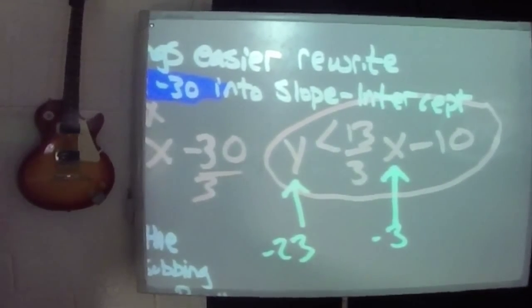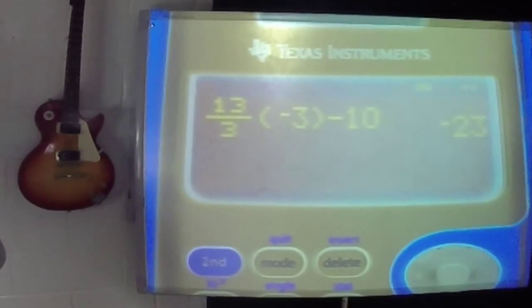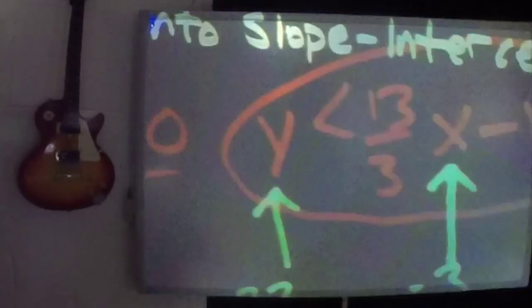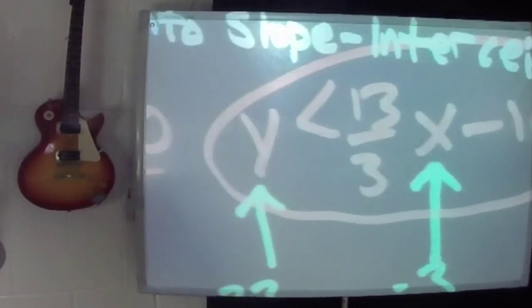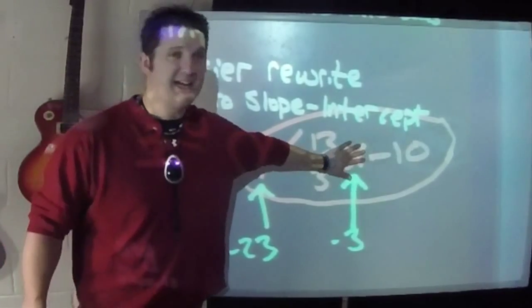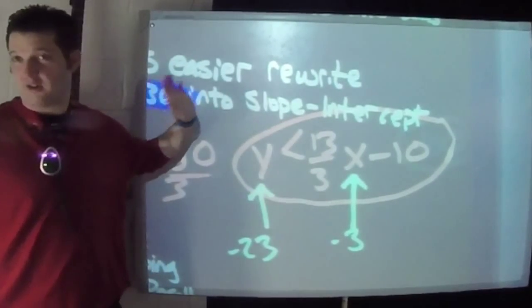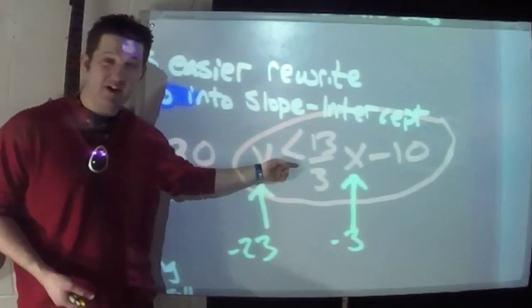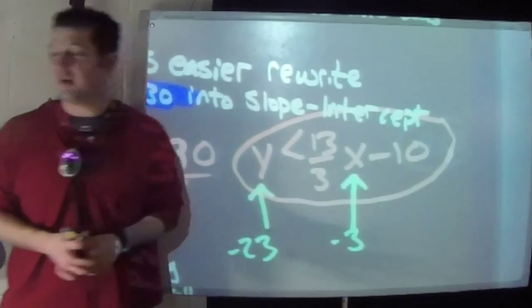13/3 times -3 minus 10. That's -23. Okay, so when you put this in, you end up with -23 is less than -23. Is that going to work or not? No, it would work if you had the equal to. So it's got to probably be D.